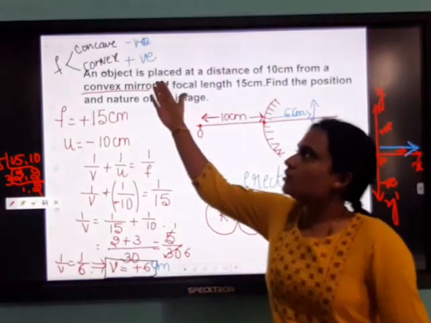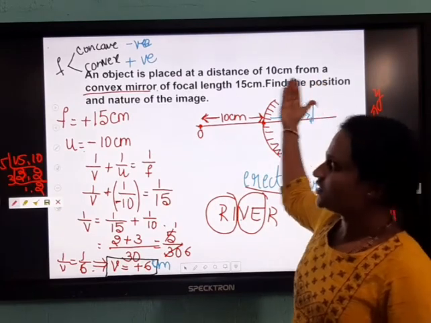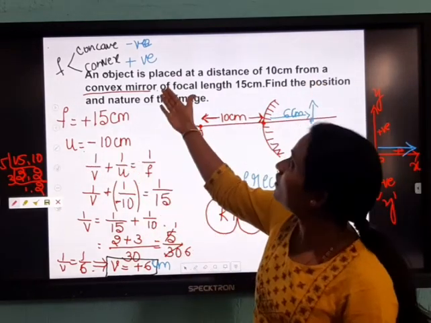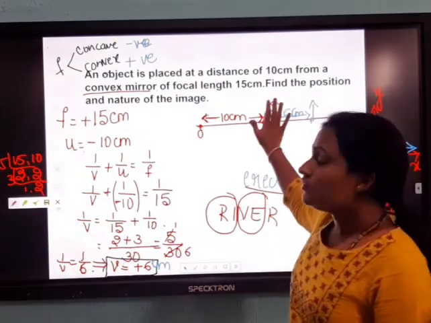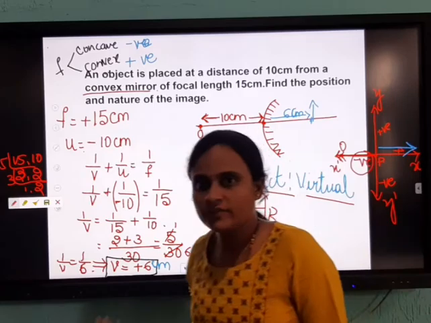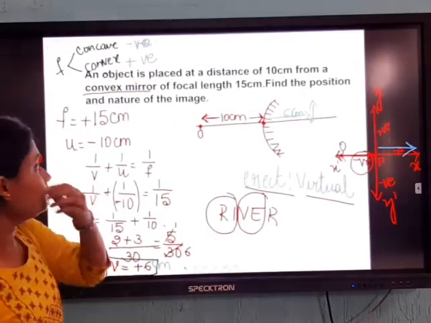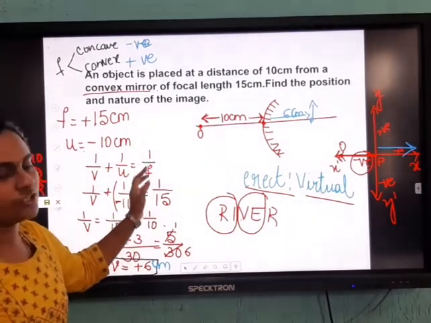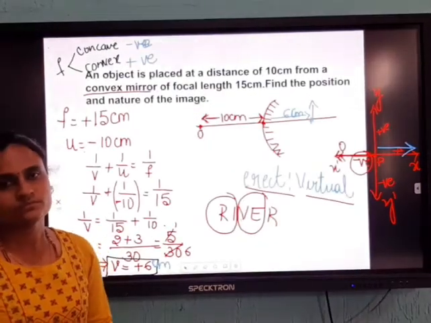Clear? Understood. So first, what will you do? We will write down the data given in the question. They have given object distance u equals 10 cm, and the focal length is 15 cm. Without drawing the ray diagram, you should solve it. If you want, you can draw the ray diagram and solve it also. No problem. If you have learned the science clearly, there is no need to draw the ray diagrams. Directly you can substitute the values and do it.